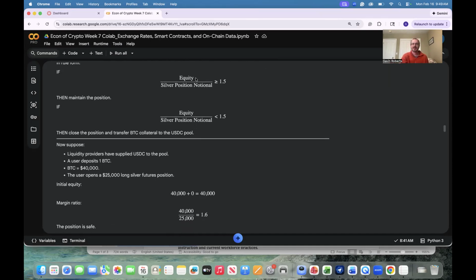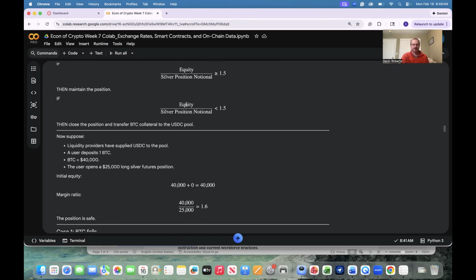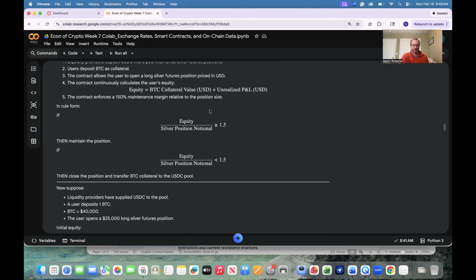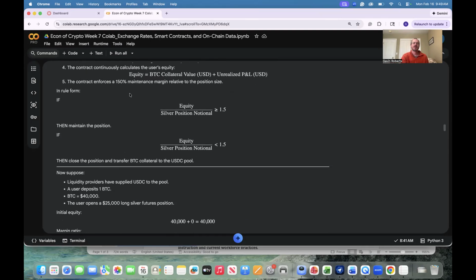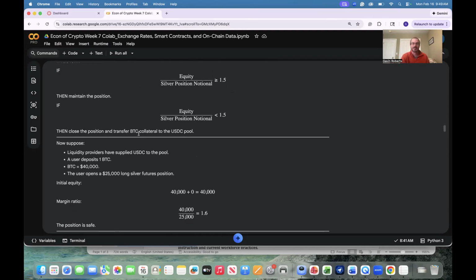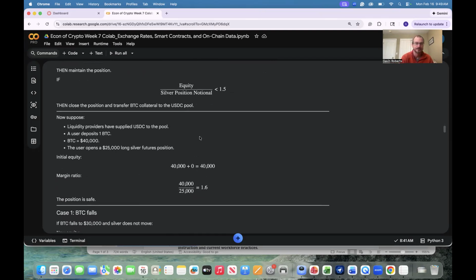Then maintain the position if the equity over the silver, so where? Or sorry, so if this is true, maintain the position. However, if this becomes true, immediately liquidate the position and return the BTC collateral to the USDC pool.